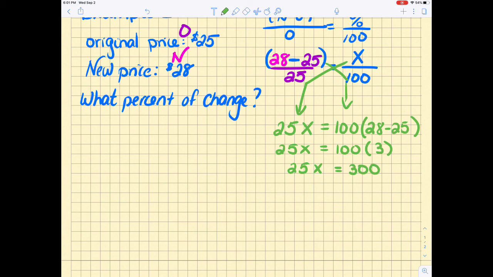Back to a one-step equation. What's going on between the 25 and the x? It's multiplication. So we have to use the opposite operation. What's opposite of multiplication? Division. So I'm going to divide both sides by 25. And x is going to equal 12. And we were talking about a percent of change. It's a positive percent of change. It's going up. It's an increase because we increased the price. So it's a positive 12%. Okay, let's go to another one.